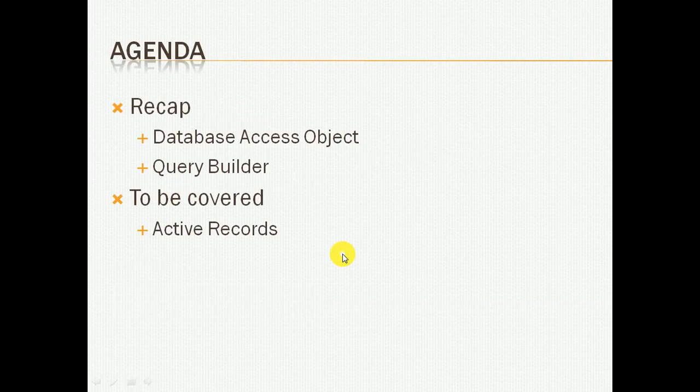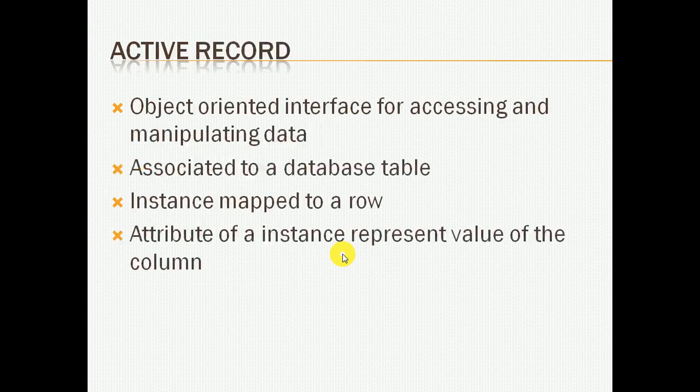In the last two tutorials, we discussed the database access object, which is one way of accessing the database. Next, we discussed the query builder, right? Now, in this video, we are going to discuss active records. So moving ahead, first let's understand what an active record is.